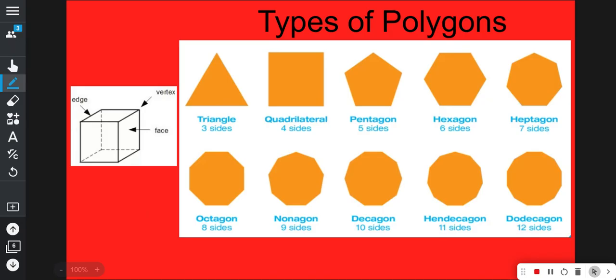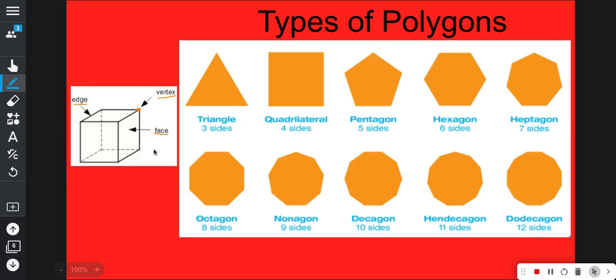Moving on to types of polygons. Before we get going on types of polygons, let's take a look at a 3D shape over here. When we have the side or edge of a shape, that is exactly what it's called. It's the edge. The point on the shape where those edges come together is called a vertex, or vertices when we have more than one. And then the two-dimensional side of a shape, or top or bottom, left, right, is called a face.